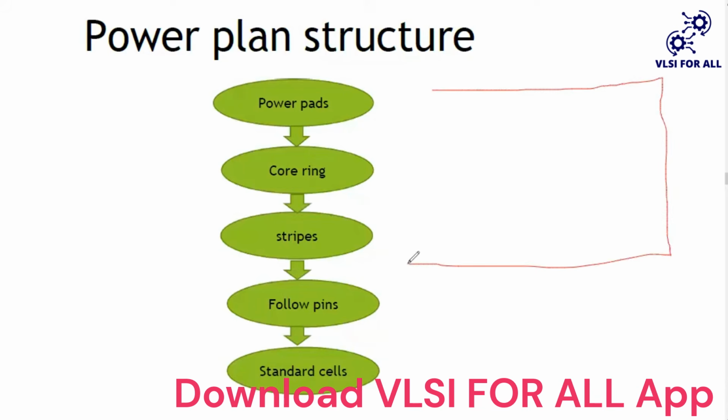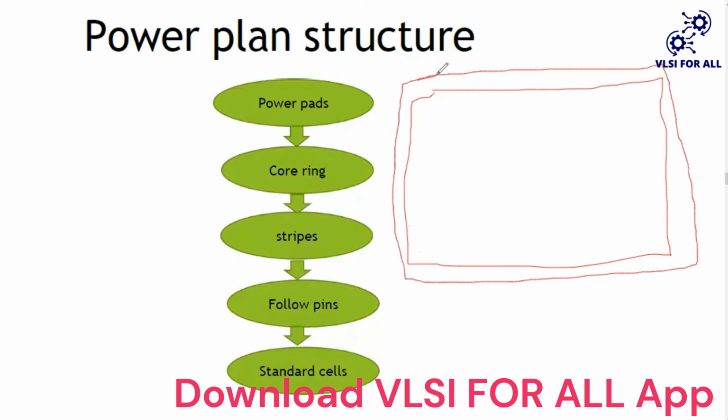This is your design core area and die area. This is the core and this is the die area. Here the power ports will be placed. For example, I'm mentioning only one port. This is the power pad. Second one, core ring. Core ring is nothing but a ring created around the core area, inside the die area.